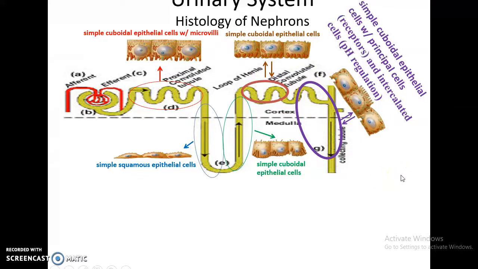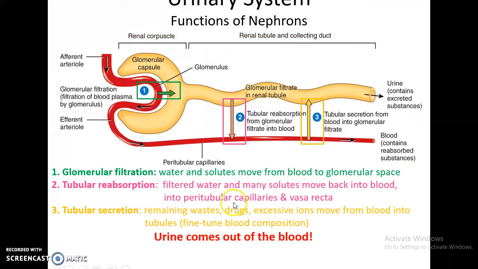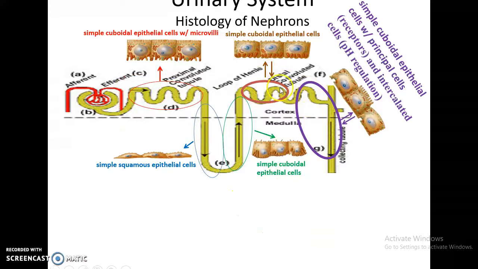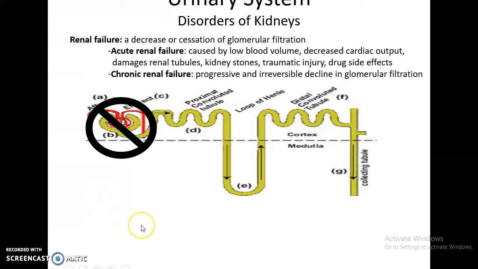And then in the distal convoluted tubule and part of the collecting duct, we have simple cuboidal epithelial cells, which are big on the tubular secretion, returning things back to the filtrate, back into the nephron, especially pH, so hydrogen ions, especially hydrogen ions are big for being returned to the filtrate so that our blood is at the correct pH.